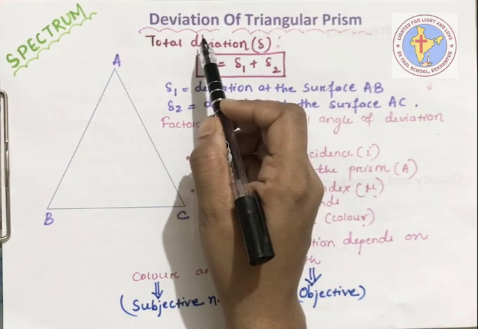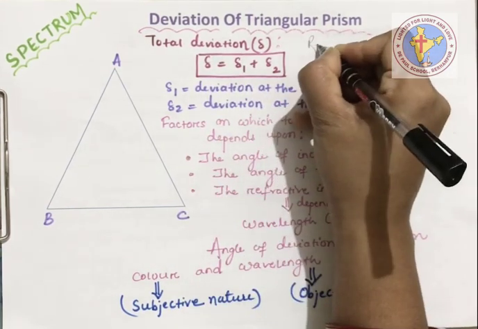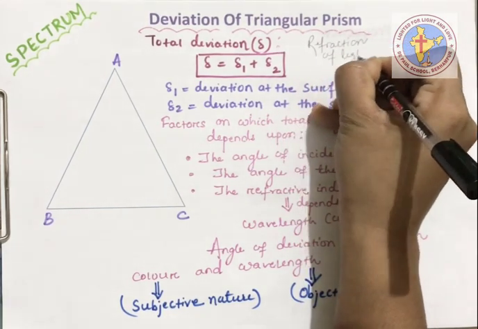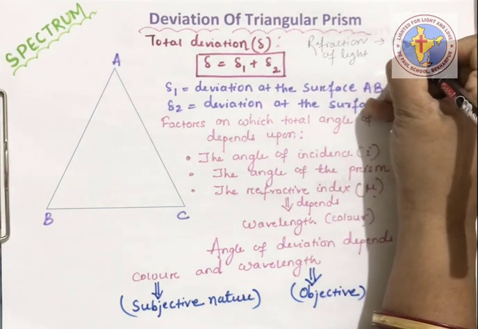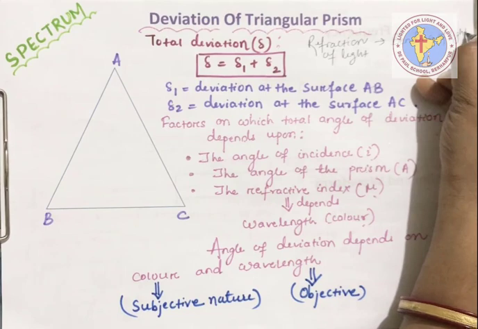What do you mean by deviation? Deviation is related to the refraction of light. Now what do you mean by refraction of light? Refraction is nothing but bending of light, right? But why does light bend?